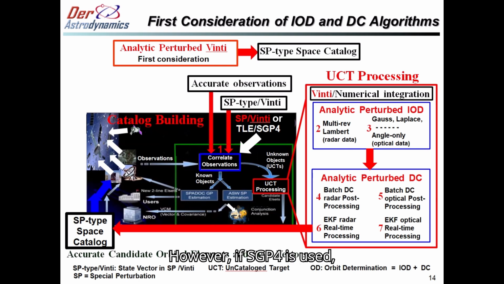However, if SGP4 is used, analytic perturbed orbit propagation can only be used in box 1, since UCTs have no TLEs before IOD and DC. Of course, the accurate state vectors in SP can be converted to mean orbital elements as TLEs. However, the TLE conversion and SGP4 are not robust, making automatic catalog building difficult.